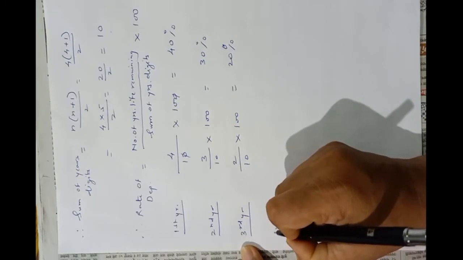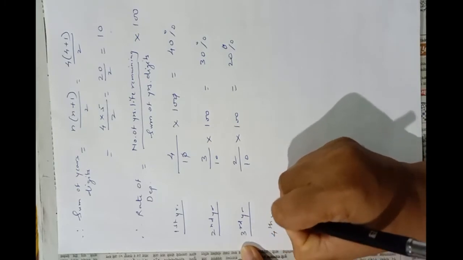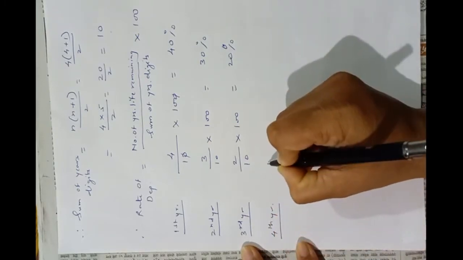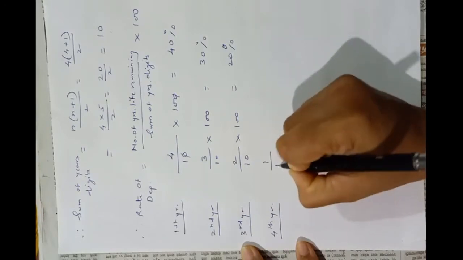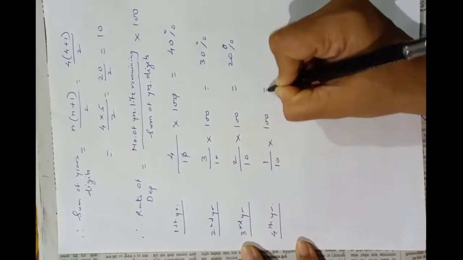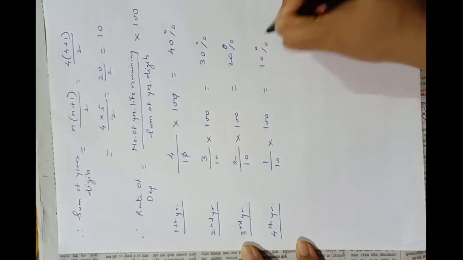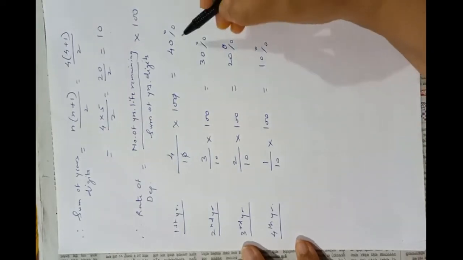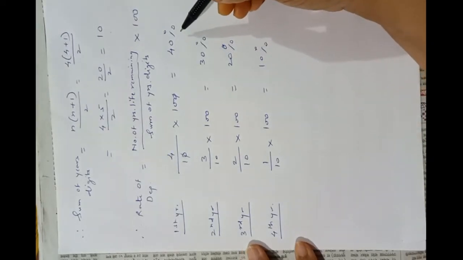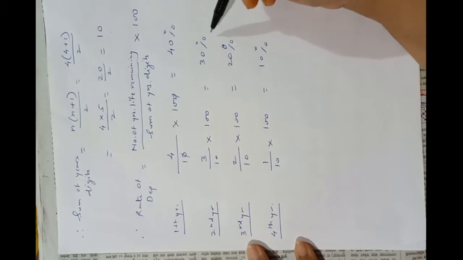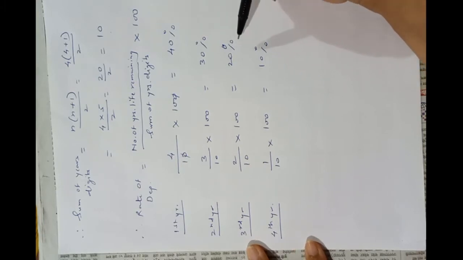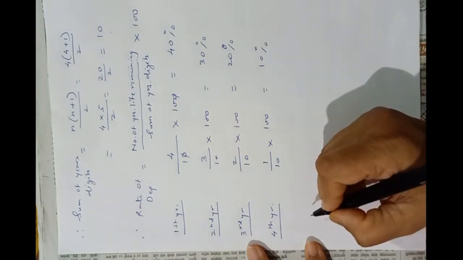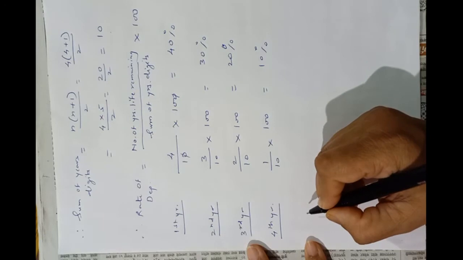And now fourth year, years remaining 1 upon 10 into 100, so it is 10%. So we will show, means provide depreciation at the rate of 40% in first year, 30% in second year, 20% in third year, and 10% in fourth year. Understood?